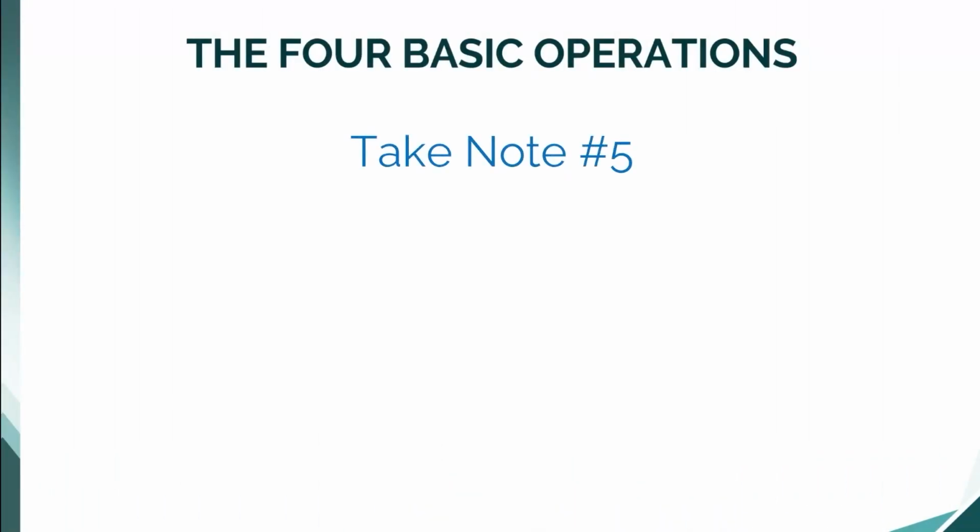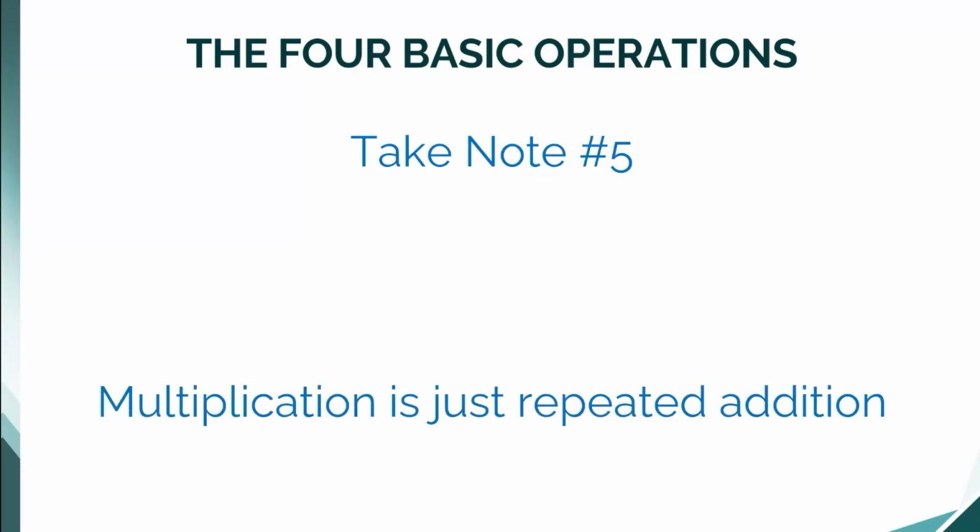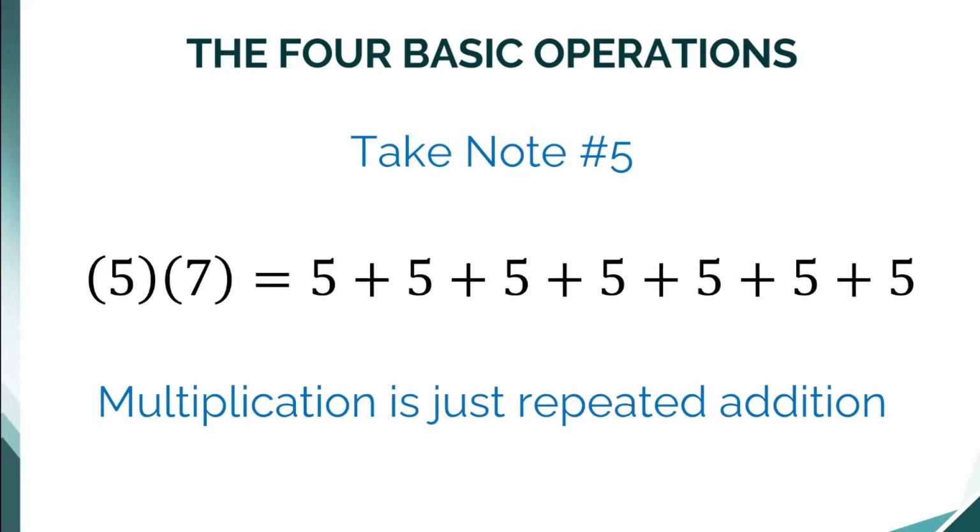Take note number 5. What is multiplication? Is multiplication somehow distinct from addition? And the answer is no. Multiplication is just repeated addition. It's essentially a shorthand or a shortcut. Let's say, for example, we want to add 5 to itself 7 times. So of course we could do 5 plus 5 plus 5, and so on. But that's tedious, especially what if you want to add 5 to itself 100 times or 1,000 times, right? So that's what multiplication is.